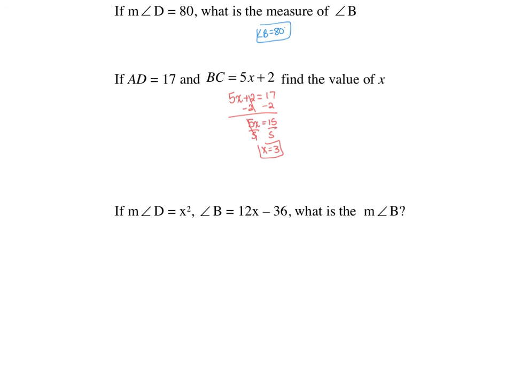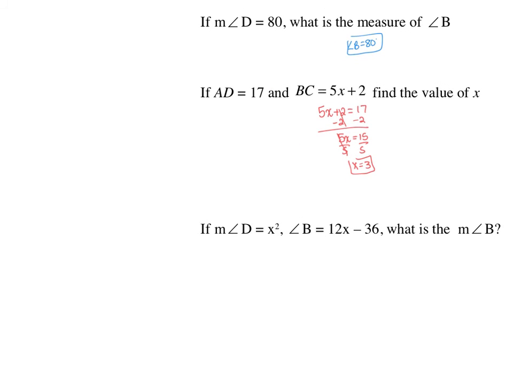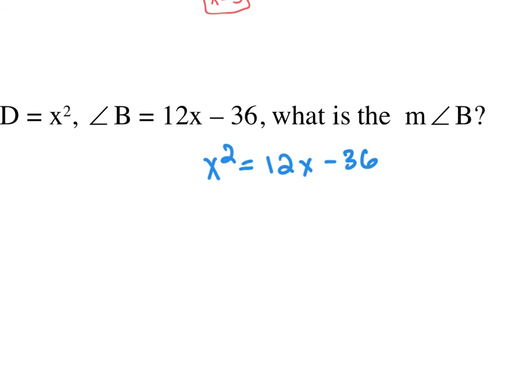If the measure of angle D is x squared and the measure of angle B is 12x minus 36, what is the measure of angle B? So if you look at this example, we know that angle D and angle B are congruent. So I can do x squared equals 12x minus 36. Whenever we have an x squared, we want to get everything on the side of the square. So I'm going to take away 12x, add 36, take away 12x, add 36, cancel, cancel.